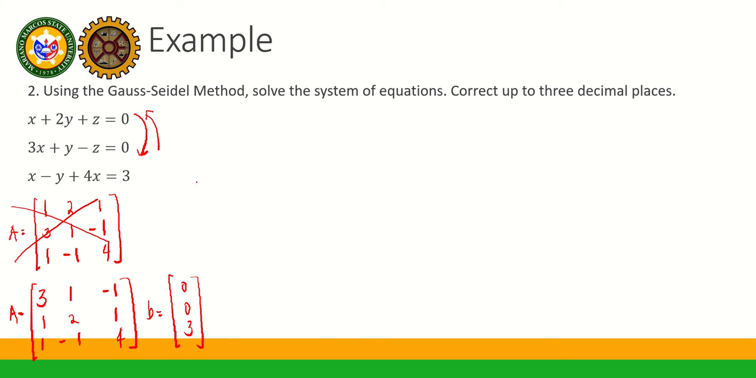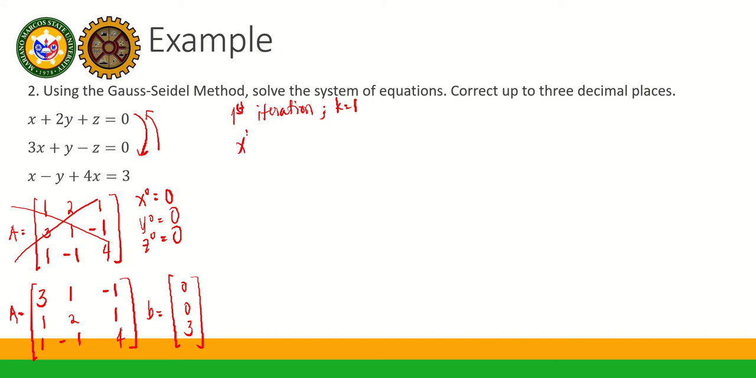So, our initial guesses: let x raised to 0 be equal to 0, y raised to 0 be equal to 0, and z raised to 0 be equal to 0. So, let us now solve for the first iteration, k equal to 1.